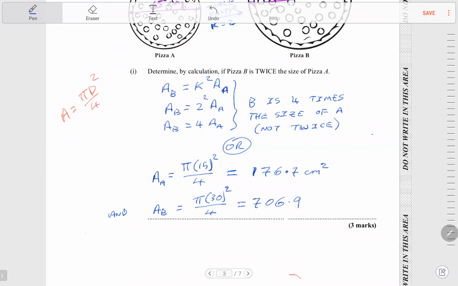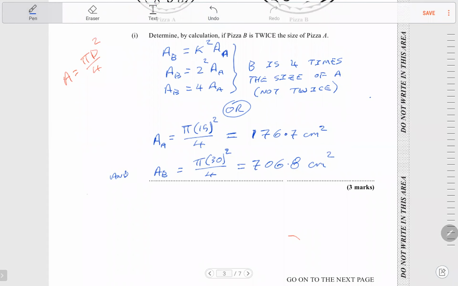Alright, so 0.8 centimeters squared. So you see that area B is 4 times. If you divide them, area B over area A becomes 706.8 over 176.7, which is 4. So you see therefore that area B is 4 times area A. We didn't have to go through all of that, and you come back to the same conclusion that I had up here.